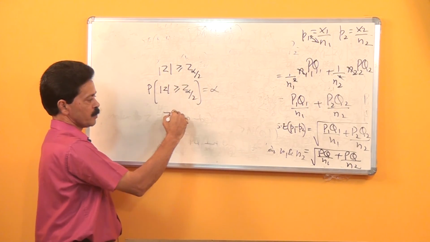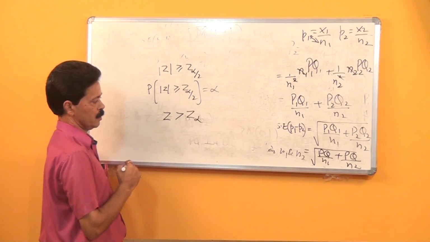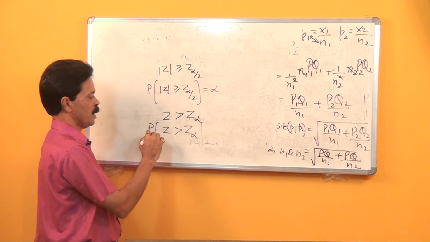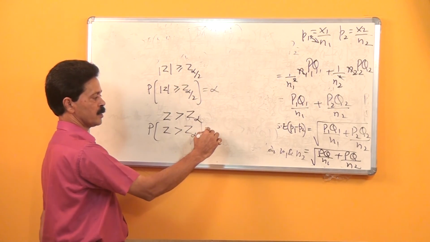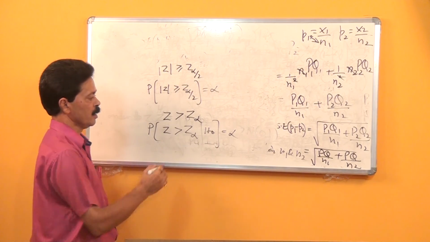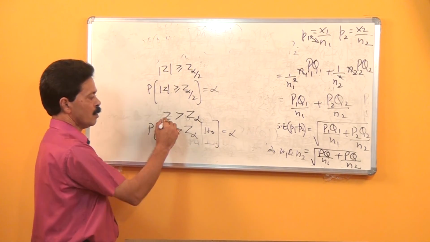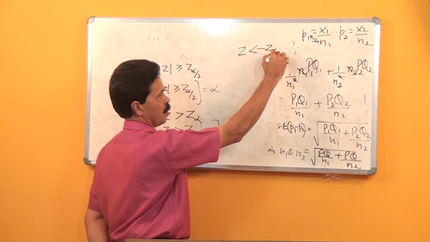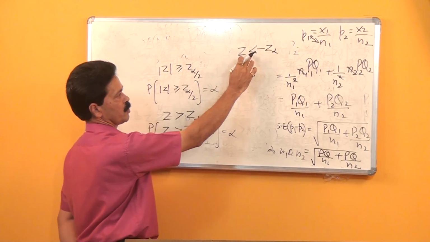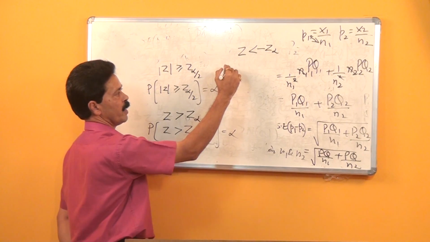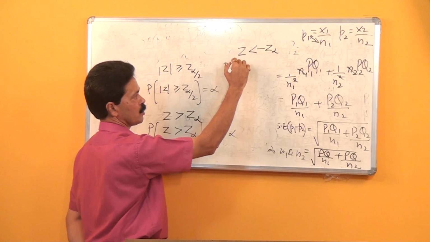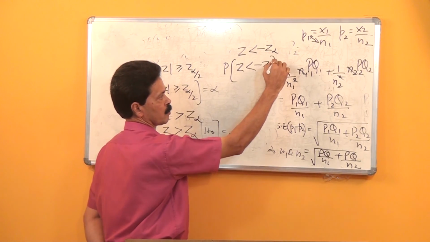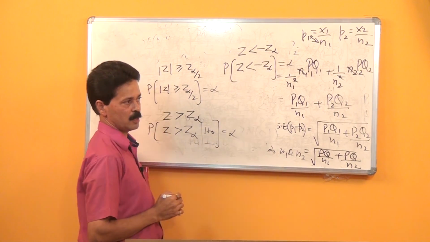Similarly, reject H0 if Z is greater than Z alpha, where Z alpha is obtained using the size condition that the probability of Z greater than Z alpha under H0 is equal to alpha. So it is a right tail test. If it is a left tail test, the critical region is Z less than minus Z alpha. That means reject H0 if Z is less than minus Z alpha, where Z alpha is obtained using the size condition that the probability of Z less than minus Z alpha under H0 is equal to alpha.